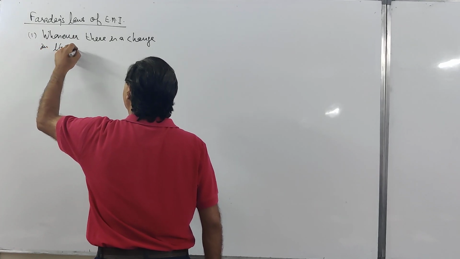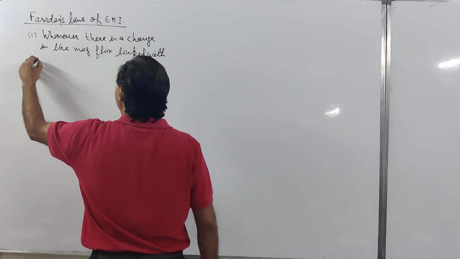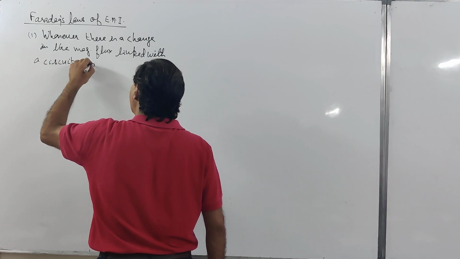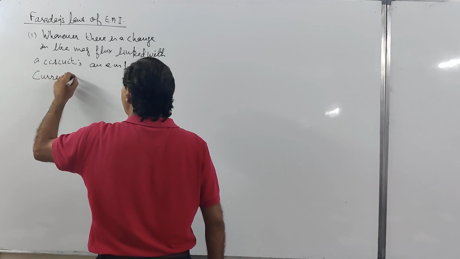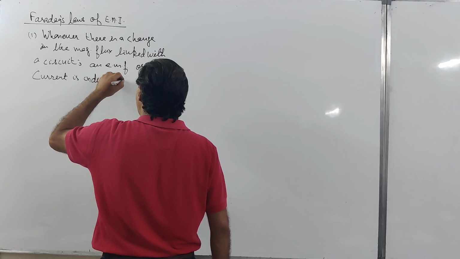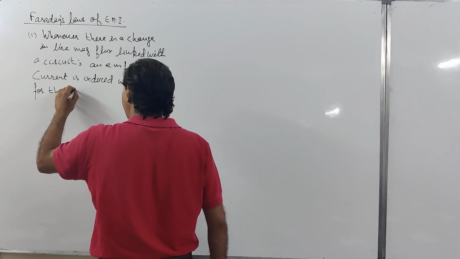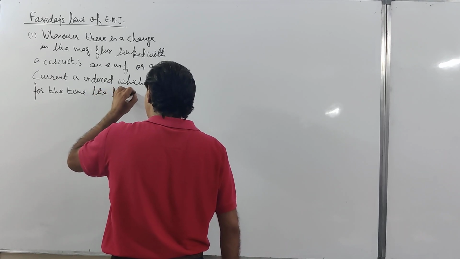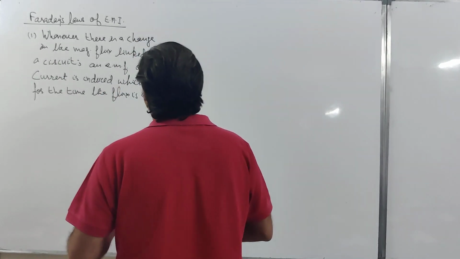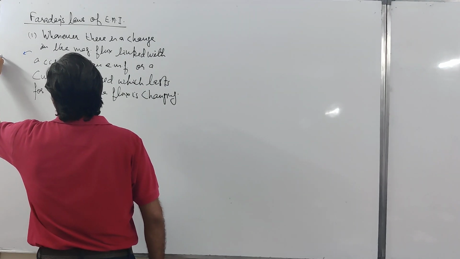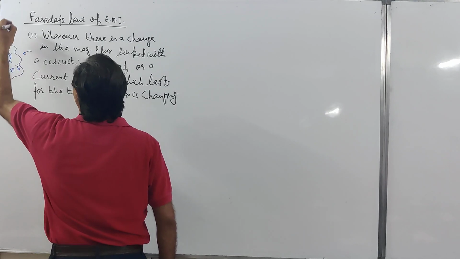Whenever there is a change in the magnetic flux linked with the circuit, an EMF or a current is induced, which lasts for the time the flux is changing. ये आज के डिस्कशन की जिस्ट है सारी. और जो फर्स्ट लॉ है ये डेफिनेशन भी है EMI. डेफिनेशन फॉर EMI, इलेक्ट्रोमैग्नेटिक इंडक्शन की डेफिनेशन भी है.